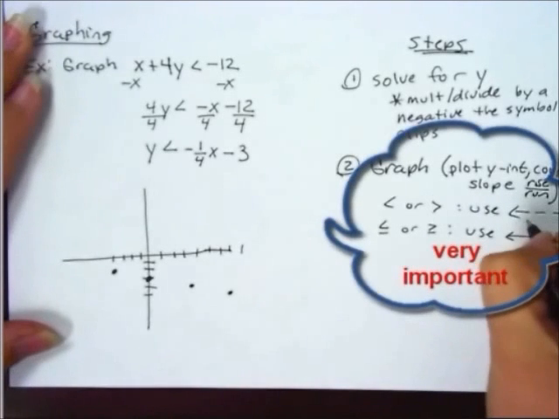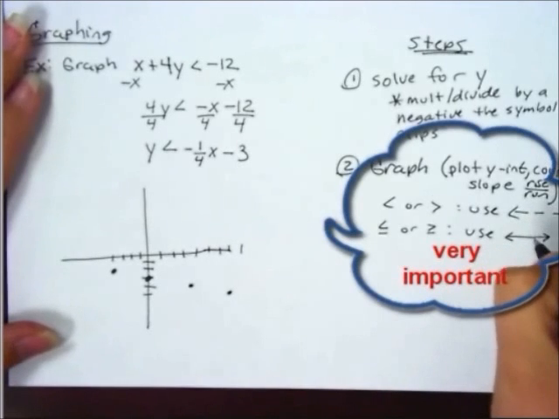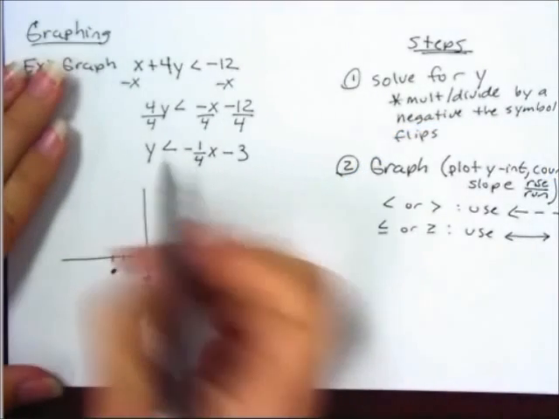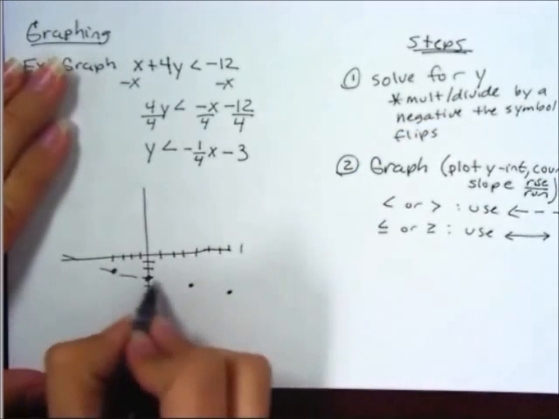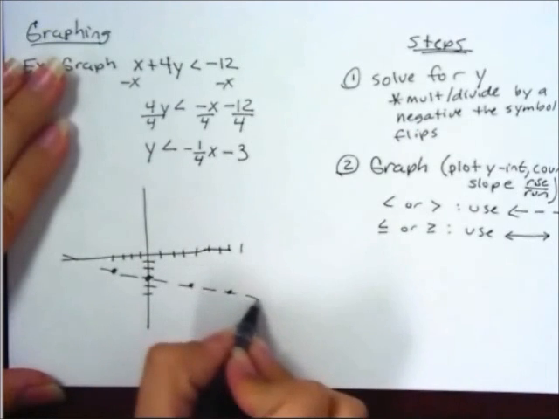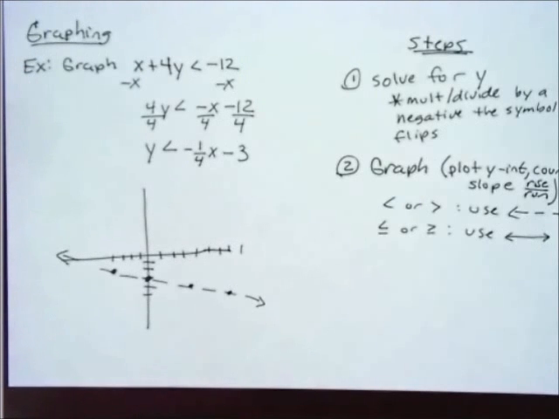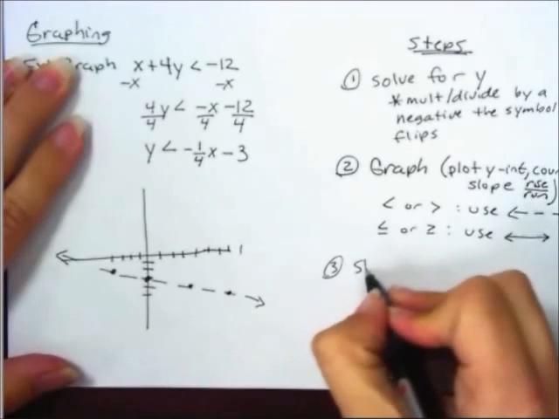So it'll be dashed if it's just greater than or less than. It'll be solid if it's got the equal to because it includes those points. Since we just have a less than, we're going to use a dashed line as we draw. Then the next thing we need to do is decide our shading, because we're looking for all of the possible coordinate points that satisfy this inequality. So step number 3 is shading.